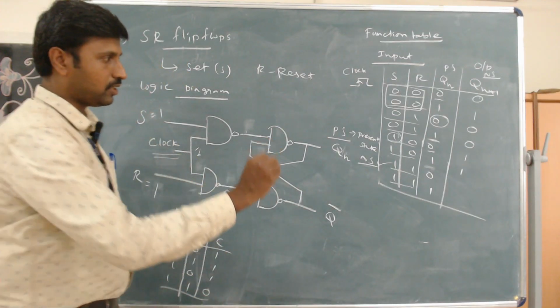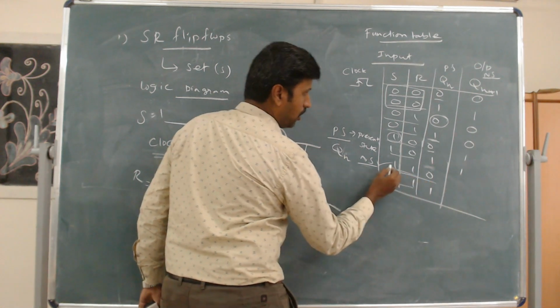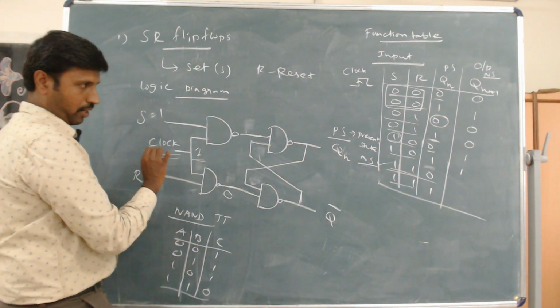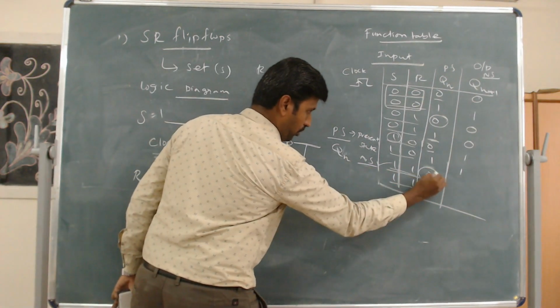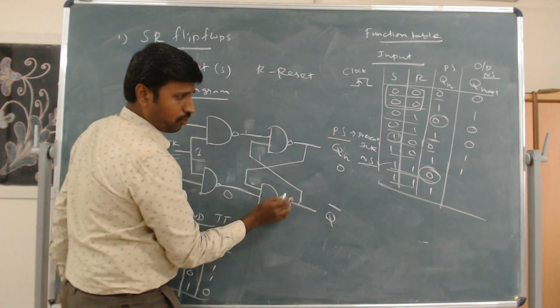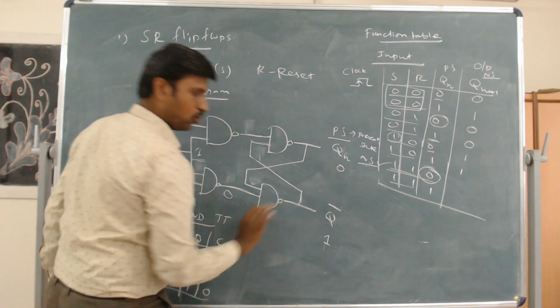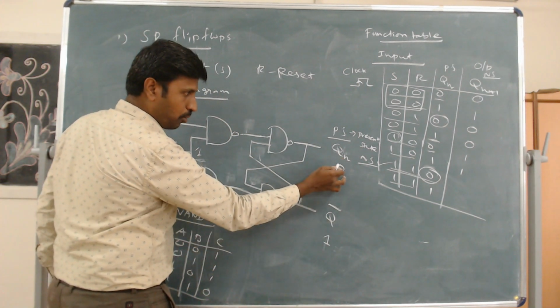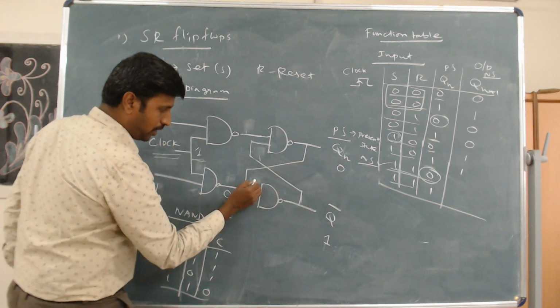So consider the last, 7th case here. S will be 1 and R will be 1. The clock always we can take as 1, right? The Q of n, the state will be 0. So if the present state will be 0, next state will be 1. So the Q bar, this complement state, will be 1. Okay. So here the Q of n will be feedback here, 0.